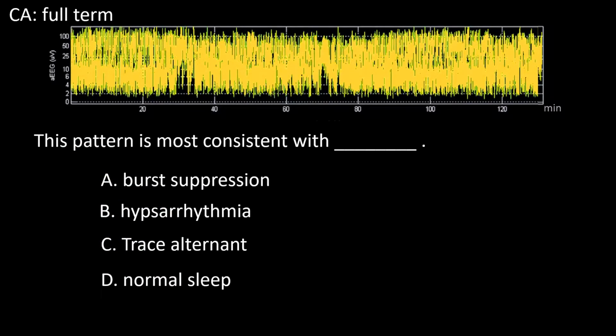Question 1. The pattern in this frame is most consistent with A. Burst suppression, B. Hypsarrhythmia, C. Tracé alternant, D. Normal sleep.